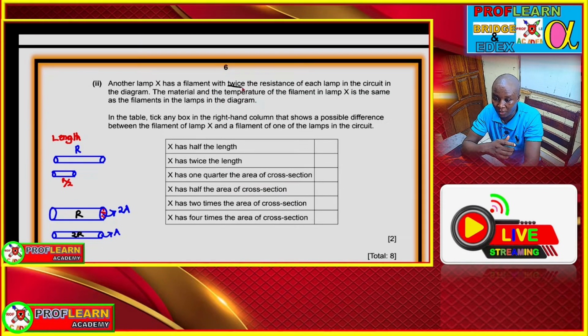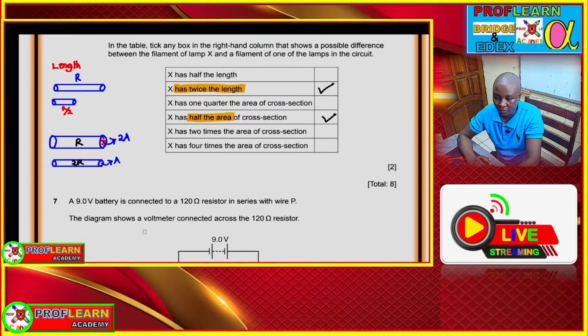because it has a small cross-section area, and it means that it's having few free electrons to transmit. Now in this question, we are told another lamp X has a filament twice the resistance. So if it has twice the resistance, it means the cross-section area is a half, and the length is double. So we are going to say it's twice the length and the cross-section area is half. So that's what you are supposed to do at that point. Then we can highlight that and move to number 7.